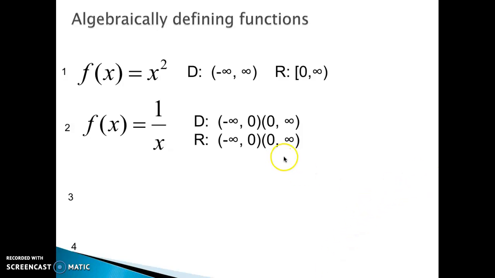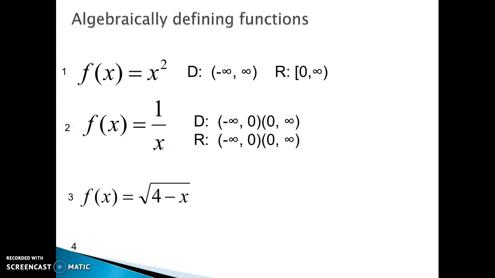So how do we do this in bounded notation or interval notation? We say everything from -infinity up to 0, but don't include it, and then start again at 0, but don't include it, up to infinity. The same is true for the range in this case. Everything will come out of this function with the exception of 0. Again, a graph of this function would also help us with this.